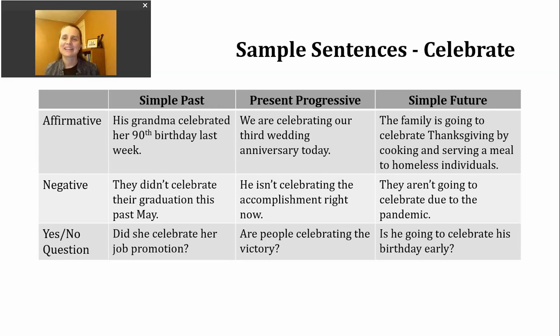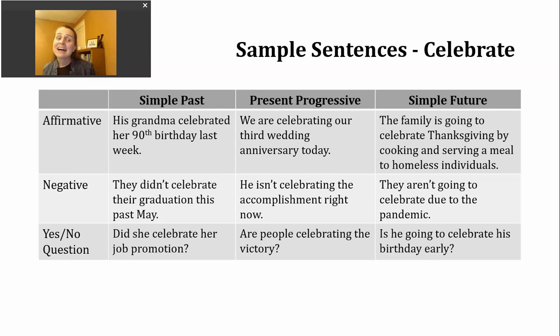Let's look at an example. The family is going to celebrate Thanksgiving by cooking and serving a meal to homeless individuals. So, and this might sound funny, but the word family is singular, even though we're referring to generally more than one person. So that's why we're using is there. We have going to and celebrate. We tend to use this form to talk about future plans.